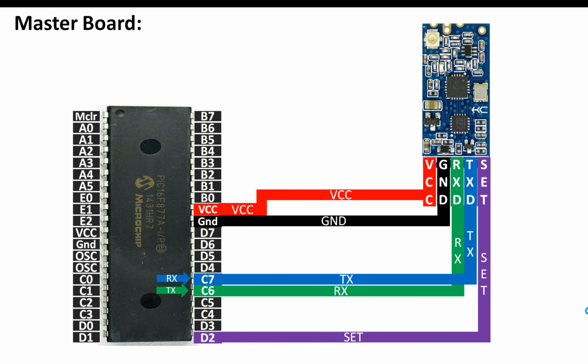So in our normal case, we are using the default settings, whatever settings come with an HC-12 module when you buy it from the market. In our case, the SET pin will go high. So we will send it high by the PIC microcontroller, or you can simply connect it to the 5-volt supply as well. But that's not a proper way of doing it.